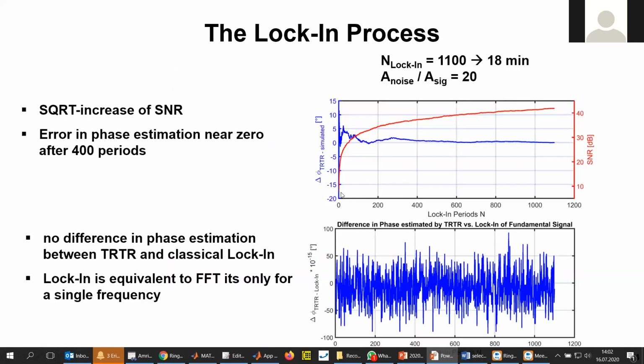So if we now look at the red curve, which shows the signal to noise ratio as a function of the lock-in periods, we see that we have a quick increase at the beginning and then reach some kind of saturation where it increases with a much slower, much smaller slope. So we also see that after 400 lock-in cycles for our signal, where the noise was 20 times as high as our signal, the phase deviation is already close to 0.